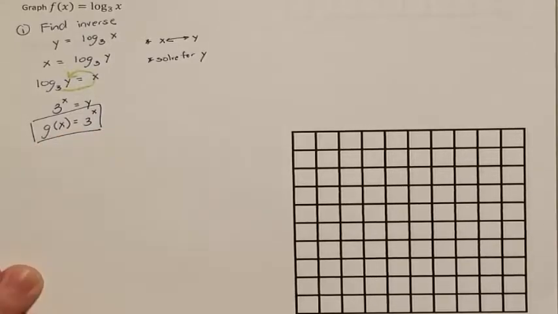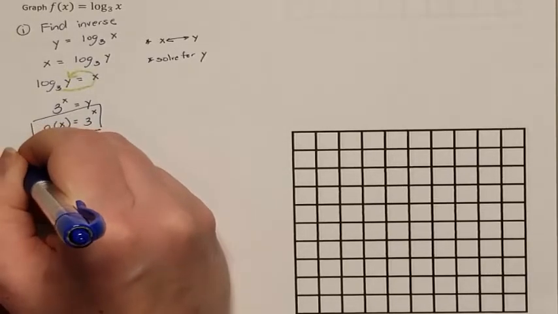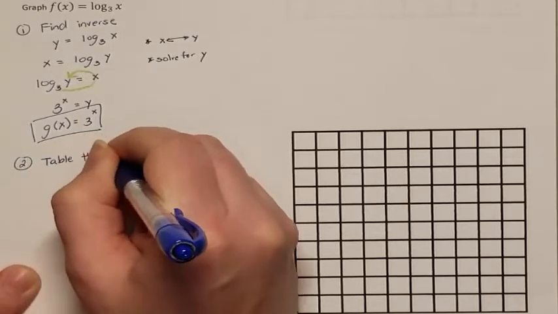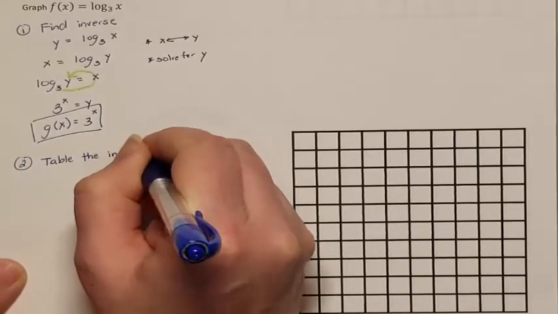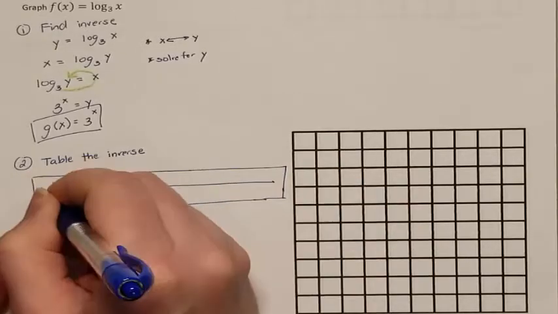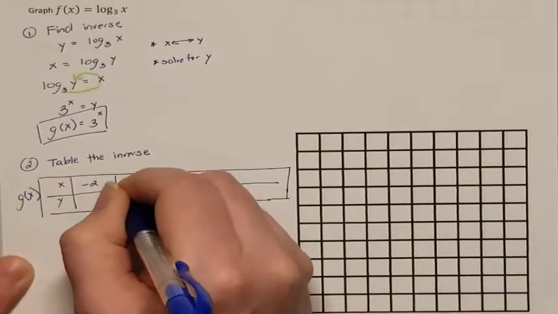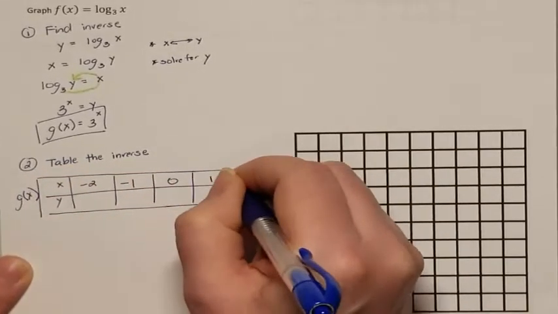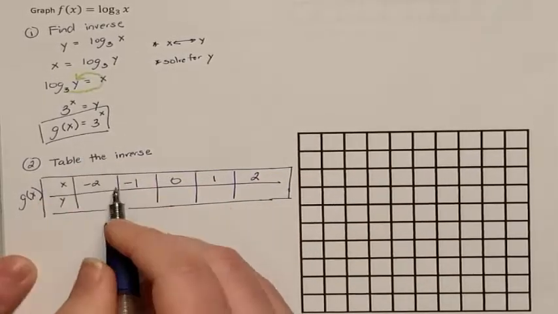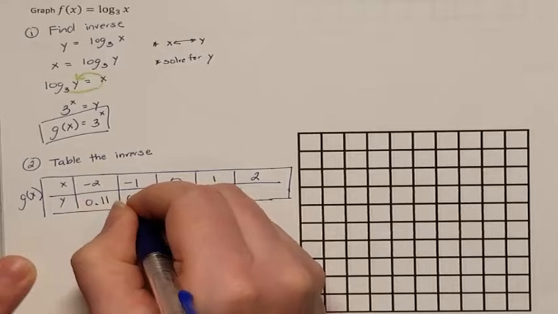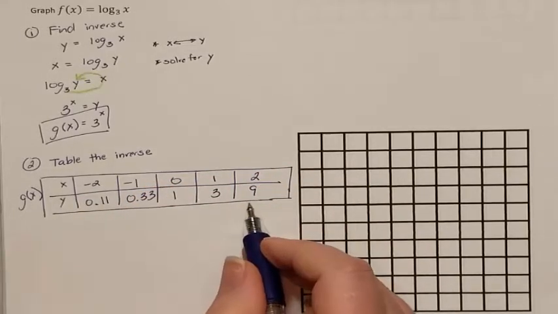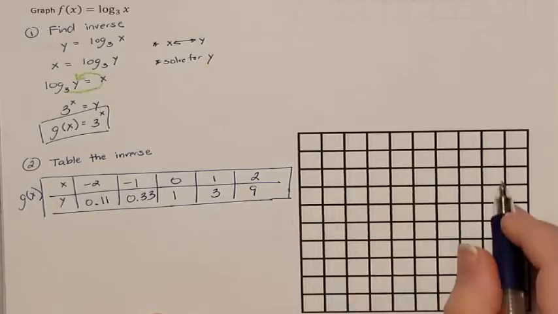So this is what we're actually going to graph. To graph it, we're going to use a table. First we're going to table the inverse. So here's my table for g of x. We're going to do a couple of negatives, 0, and a couple of positives. Plug these x values into the g of x function. This is what I end up getting. So this is my g of x. This is the inverse, so I need to go ahead and graph it.